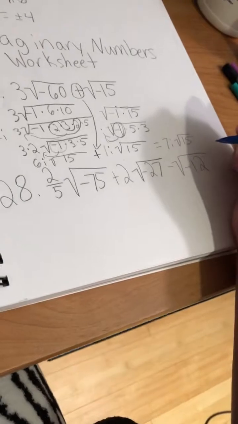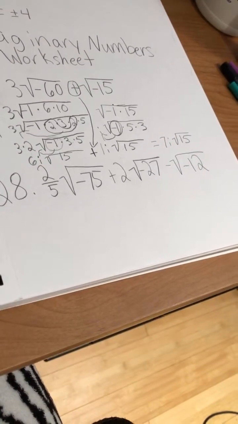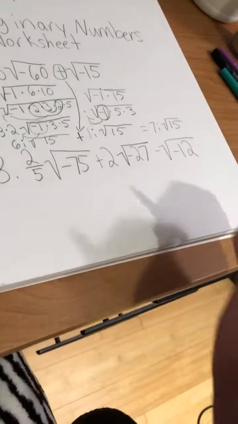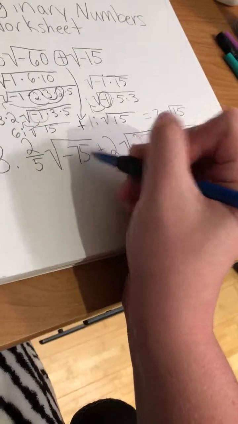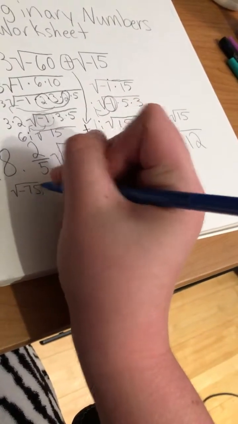Now for 28. 28 is again a little bit more complicated than the other ones. You're first going to deal with this negative 75. This square root of negative 75 can be separated out.